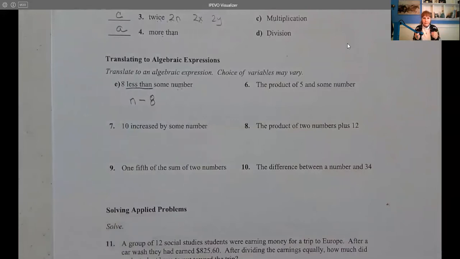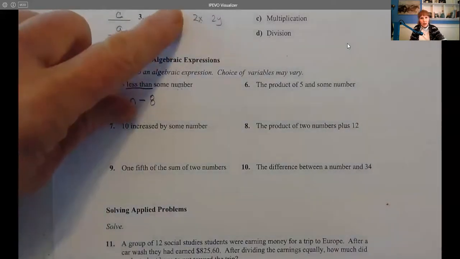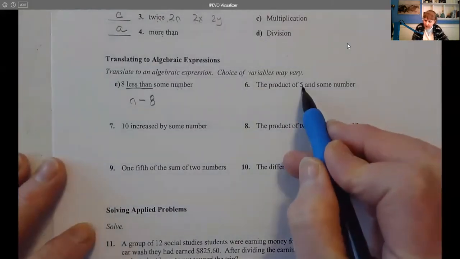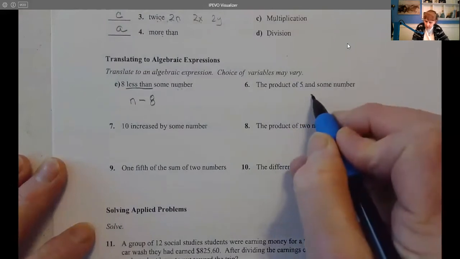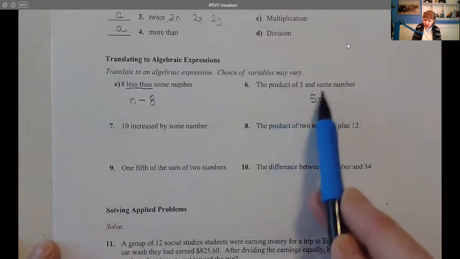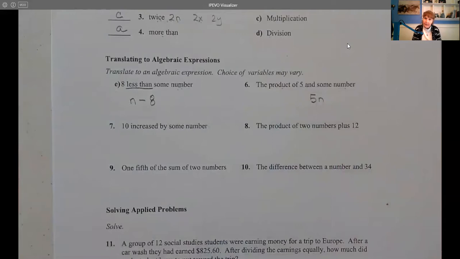You've translated it. Okay, let's look at number 6. The product. Well, that was one we didn't talk about earlier, but we should know that product means multiply. So you'll be multiplying 5 and some number. Multiply means put them next to each other in algebra. That means 5 times some number. If you multiply, you're going to get the product, the answer in multiplication. And I chose n, and they don't care. And on MyMathLab, they may tell you what variable to use.